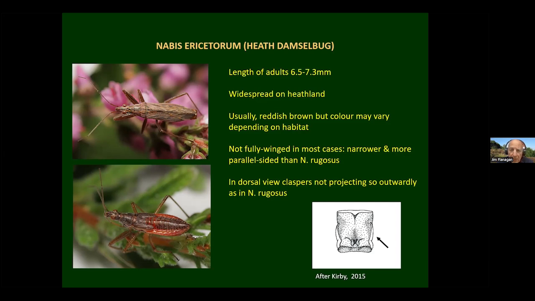Again, they're not fully winged in most cases, but from the specimens I've seen, probably narrower and more parallel-sided than Nabis rugosus, the common damsel bug. And as you can see, this is from the key that Kirby produced. The claspers are not so outwardly extending as in the common damsel bug. As I say, I find females quite difficult to identify, to be honest with you.